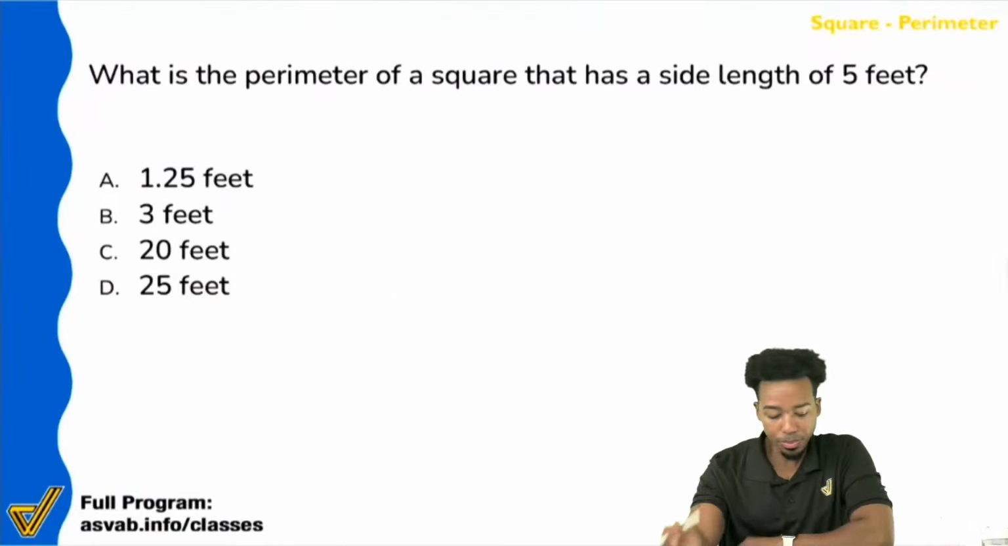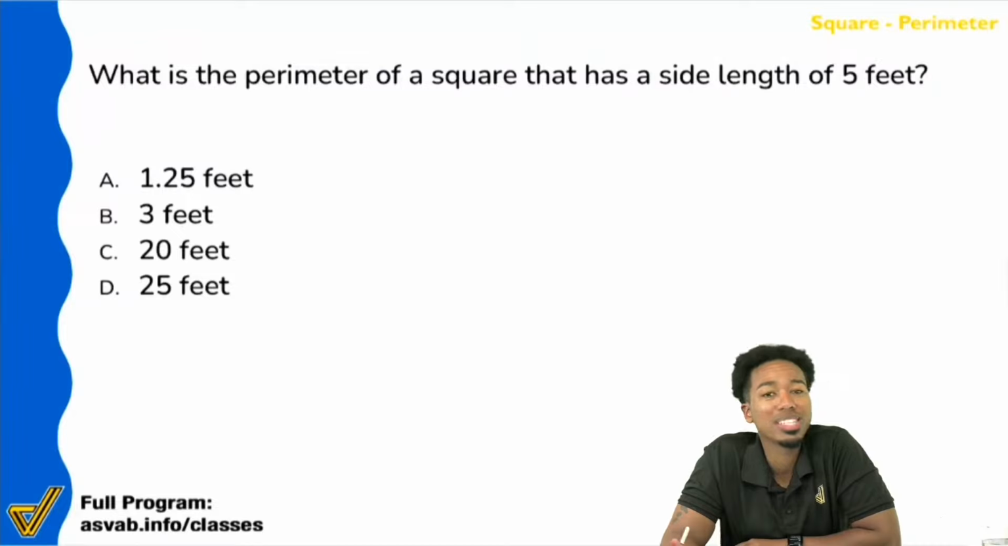So everybody, oh, look at that. It's one sentence. What is the perimeter of a square that has a side length of 5 feet? Quick. What are we looking for? In one word, what are we looking for?